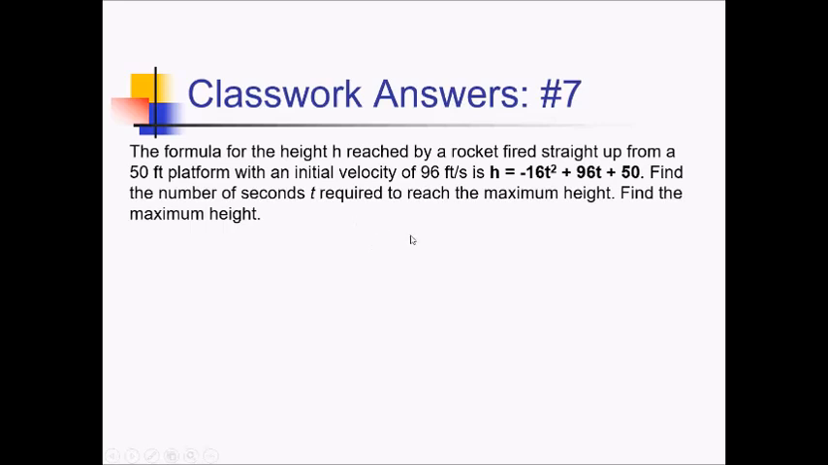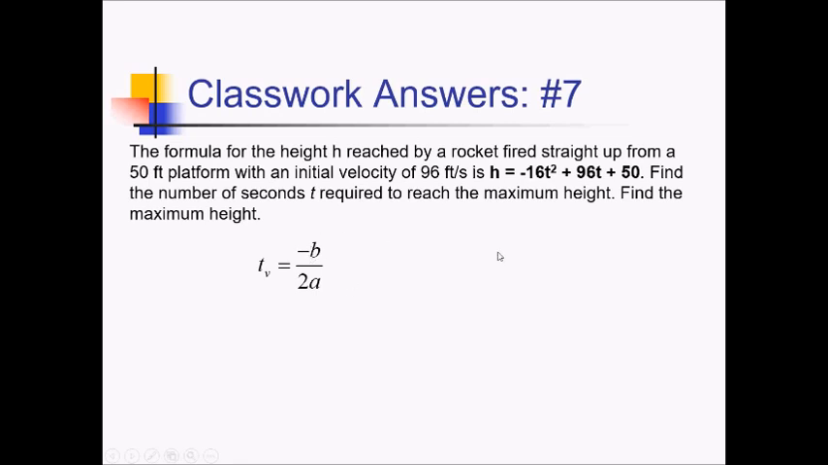For this problem, we have a formula for the height of a rocket, this h function here, and this is a function of time, t. We want to find the number of seconds to reach the max height and what that height is. If we're trying to maximize a parabola, we need to find the vertex. To find the input value of the vertex, since this is standard form, I can say the t value of the vertex is going to be negative b over 2a. That's my vertex formula for standard form.